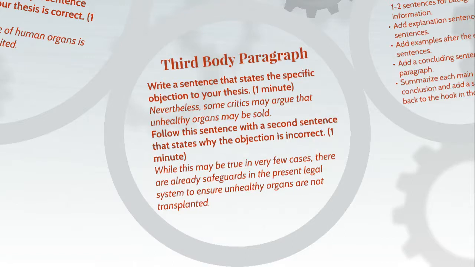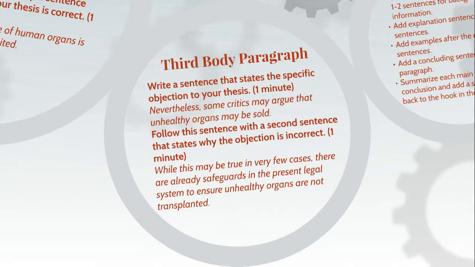Okay, write a sentence that states a specific objection to your thesis. Nevertheless, some critics may argue that unhealthy organs may be sold. Notice a transition is used that shows that you're getting ready to move to the counter-argument, what the critics are saying. Be sure that you use the language of argumentation. Some critics, some opponents may argue, may claim, may maintain.